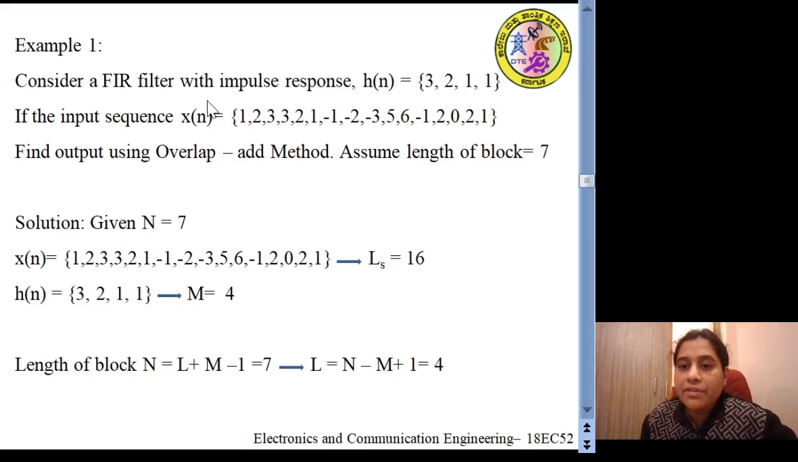And they have given the impulse response of this particular FIR filter, which is h of n, that is 3, 2, 1 and 1. So the length of this h of n is 4. So the N value they have asked us to assume as 7 and the value of M as 4. If we substitute the value of N as 7, what we are going to obtain is L equal to N minus M plus 1. So 7 minus 4 is 3, plus 1 is 4 again.